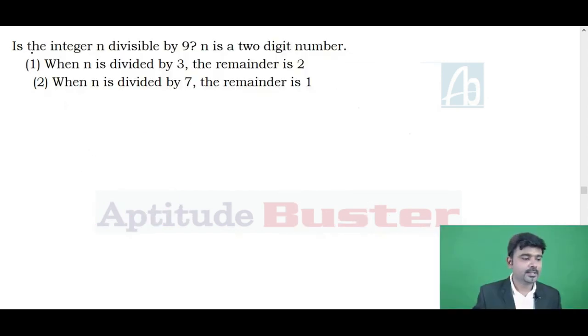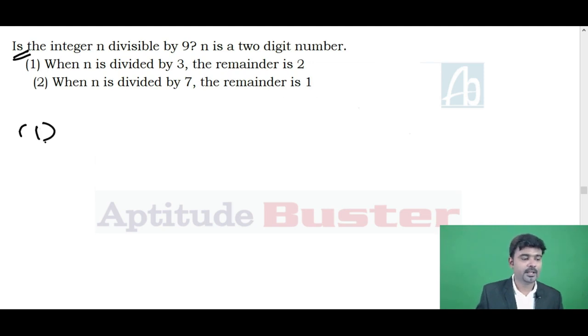The question says, is the integer n divisible by 9? N is a 2-digit number. Listen, this one is a yes or no type question. Okay. First statement, when n is divided by 3, the remainder is 2. Second statement, when n is divided by 7, the remainder is 1.